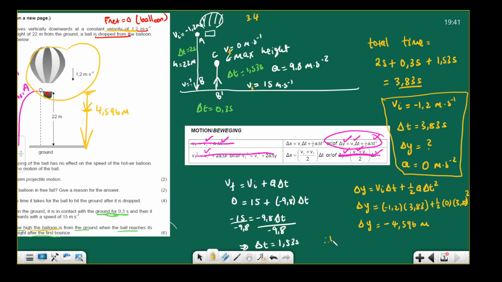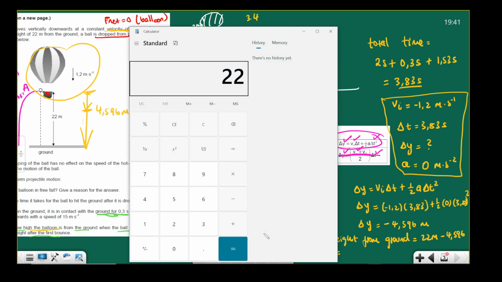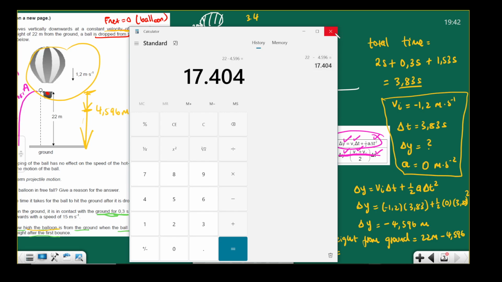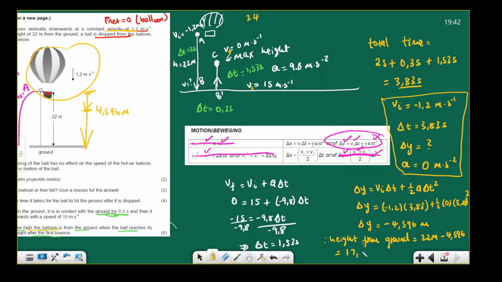So we say the height from the ground will be the 22 meters minus the 4.596, and then if we use our calculator, we say 22 minus the 4.596, so that gives us 17.40 meters. Then you get your 6 marks there. What a very beautiful question.